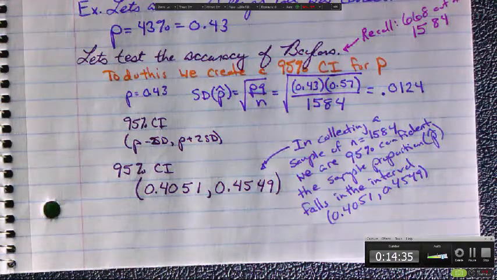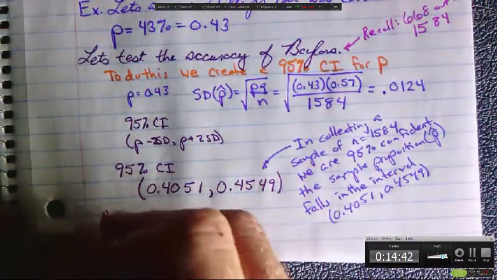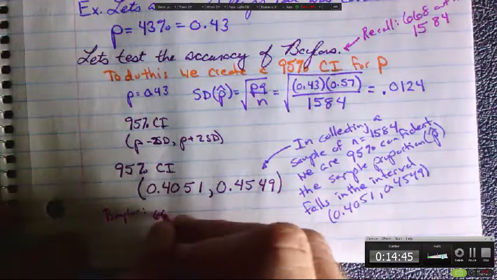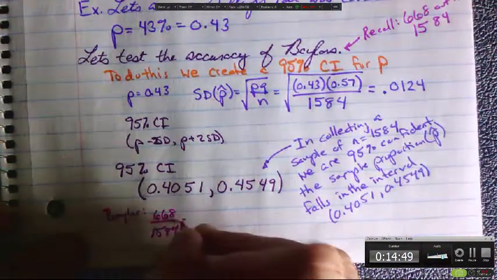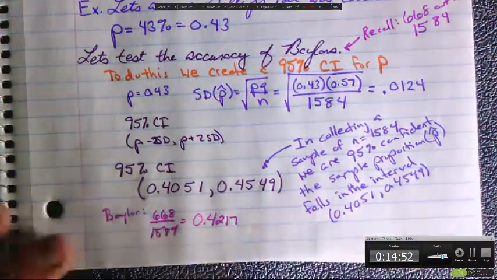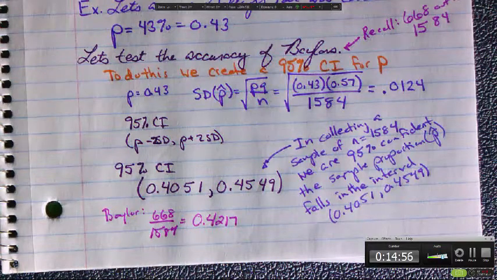So the whole point of this is we're testing the accuracy of Baylor's. Something to recall, Baylor had 668 out of 1,584, which resulted in, I think it's 0.4217. So based on the sample size that we're dealing with, 1,584, we're 95% confident that the sample proportion should be between these two values. Is Baylor's sample proportion between those two values? Yes. Then that means we can say Baylor conducted a sound experiment, an accuracy survey. Does that make sense? They got a result that, based on their sample size, is within the window of expected results.